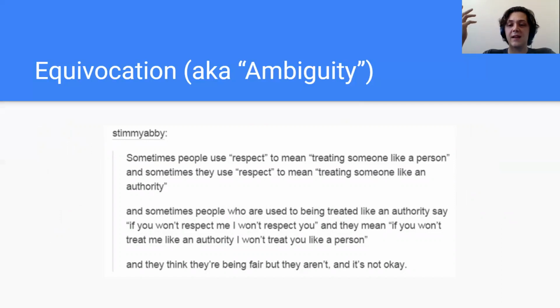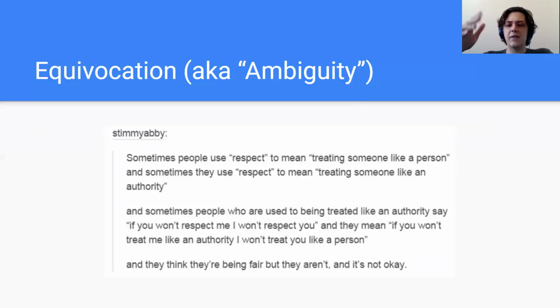Here's another example, an easier, clearer, probably more relevant to real life example. That is just the thing that someone showed me on the internet, and I liked it, so it's in the slide now. Sometimes people use the word respect to mean treating someone like a person. And sometimes they use respect to mean treating someone like an authority. Right? So the word respect has two meanings.